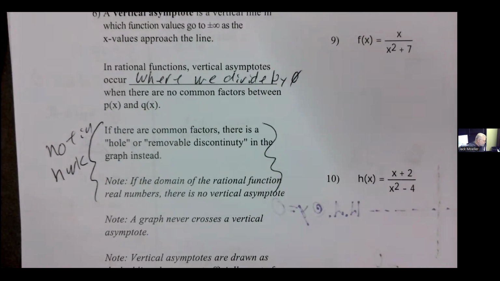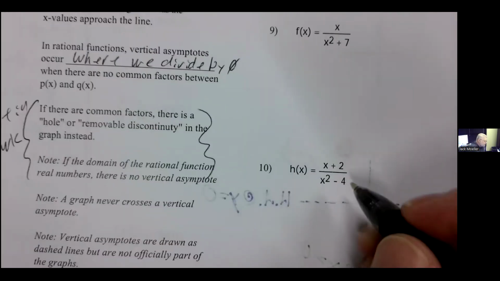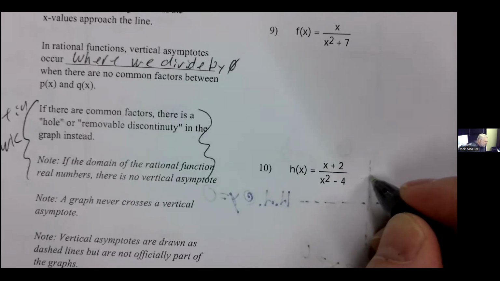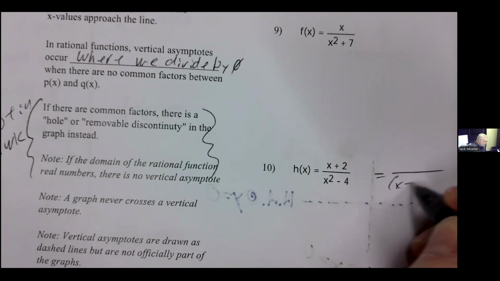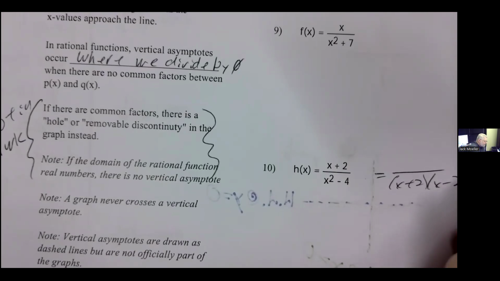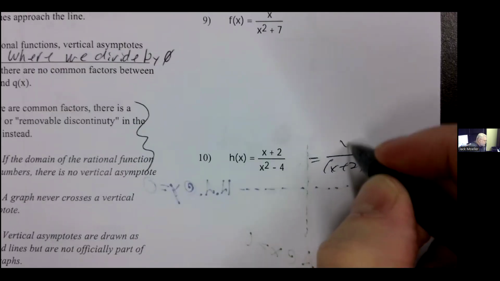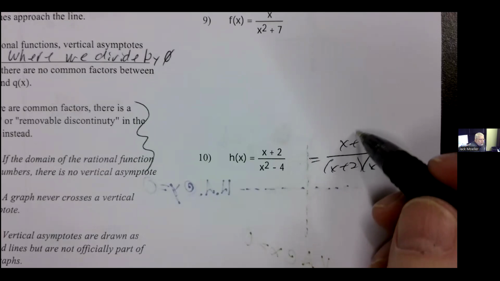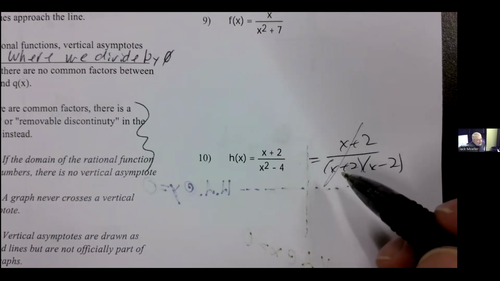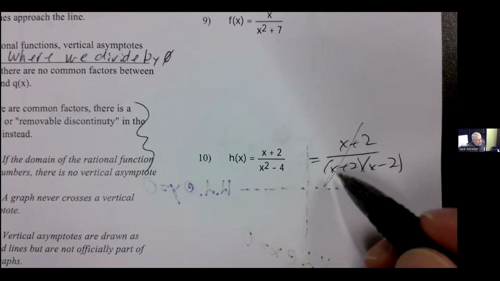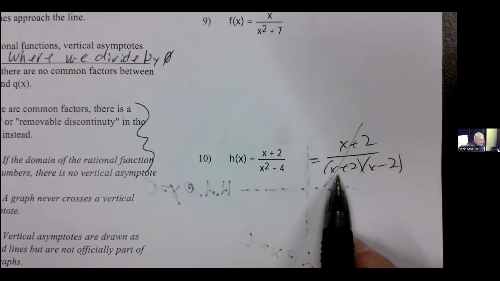Basically, sometimes when you're factoring, like on this one, x squared minus 4 factors to x plus 2 times x minus 2. And notice there is an x plus 2 on top, and you could cancel those out. If we had that case, there would be a hole at, if you solve that for x, that'd be x equals -2. There'd be a hole in the graph.